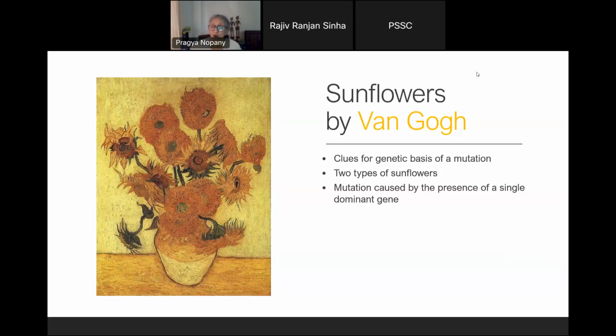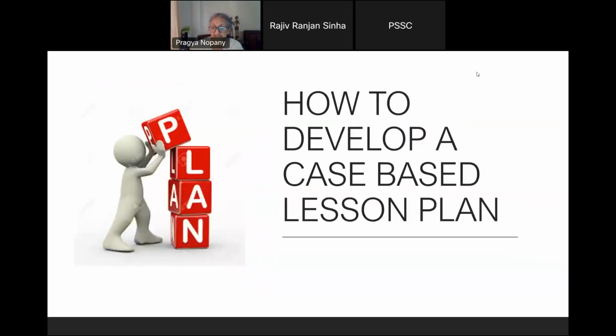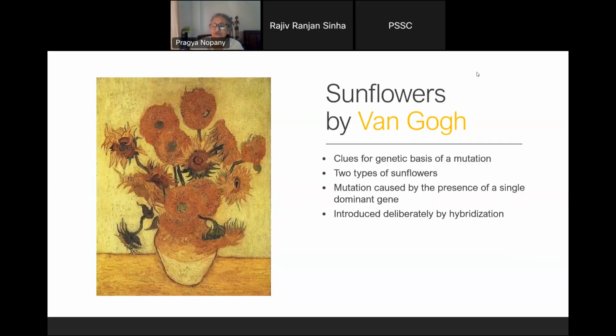And so how did that kind arise? That must have been because of mutation. And this mutation was deliberately introduced by hybridization. That is how they produce new kinds of sunflowers. And that is how this picture gives us an opportunity for a case study on mutation, which is introduced deliberately by hybridization. Okay.